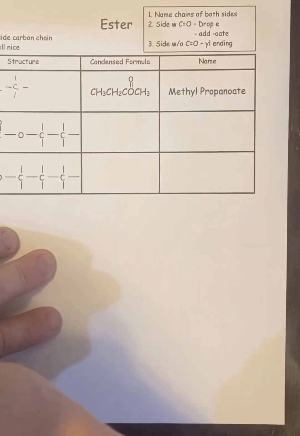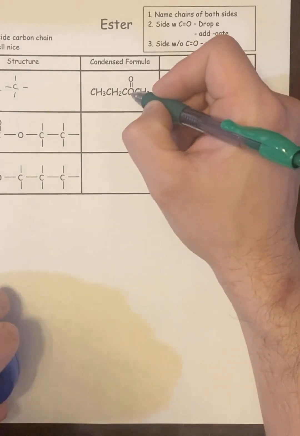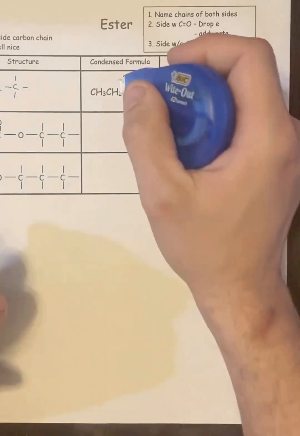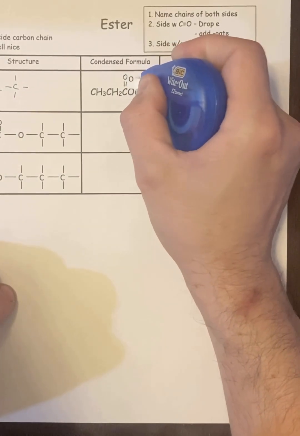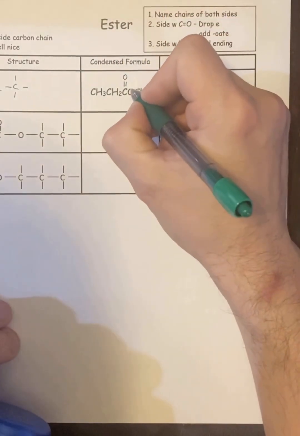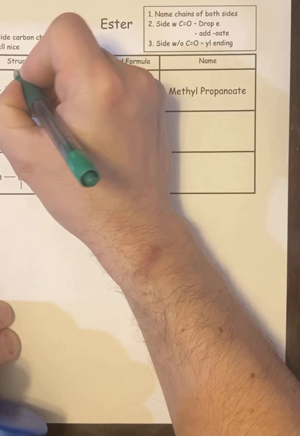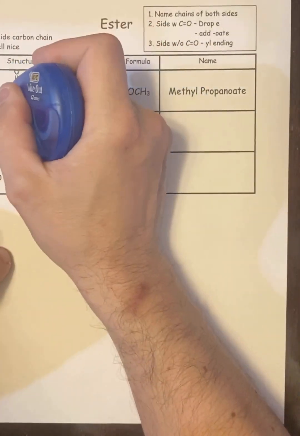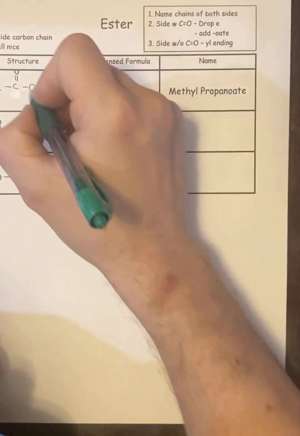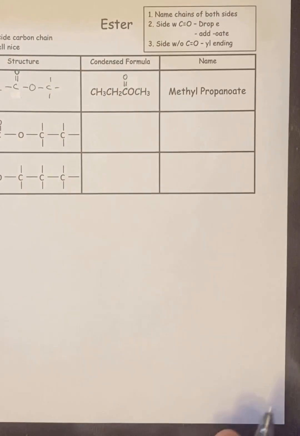Then you have, so there's a mistake here. You can't have an O double bonded to another O. That violates the octet rule. So I guess I should have just moved that one over. Okay, so it's going to look like this. So there's my O. Then it's going to have an O and then a CH3.